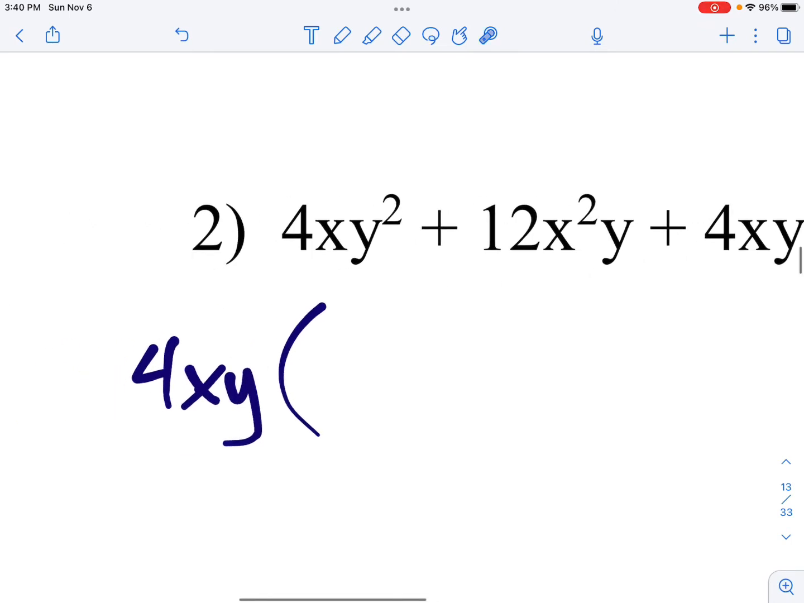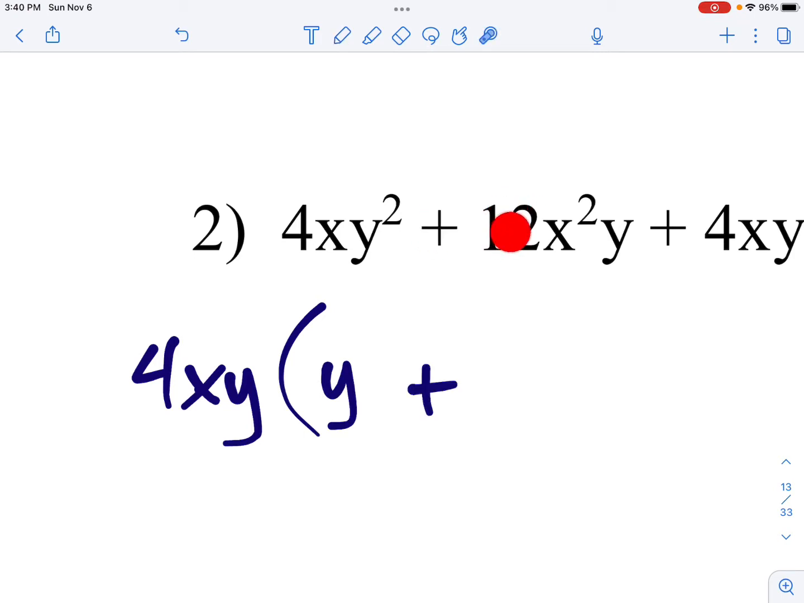So there was a 4 here. I took it out, so there's no number here. There's a 1 there, but you don't have to put the 1. There was 1x. I took it out, so there's no x's. There were 2 y's. I got rid of one of them. That means there's 1 left. I'm going to keep this plus sign.